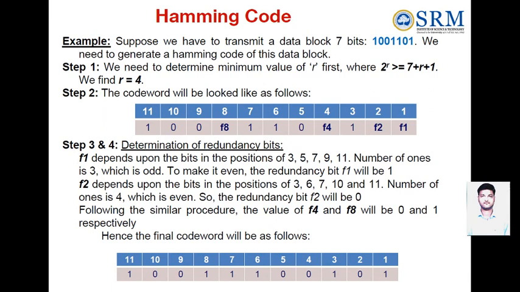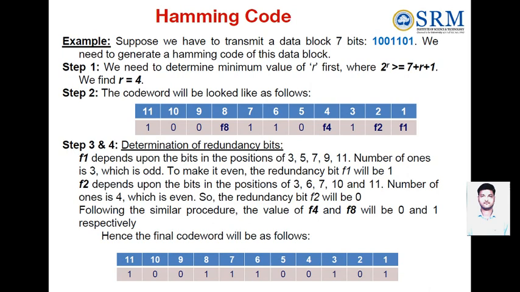We give an example here. We take a 7-bit number, 100 1101, and we follow the steps that we have illustrated before. Here the number of data bits is 7, so R will be 4. So the representation of the code word will be like this. This denotes the redundancy bits as per the table given there.